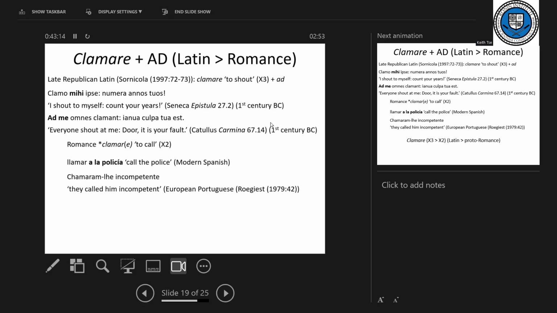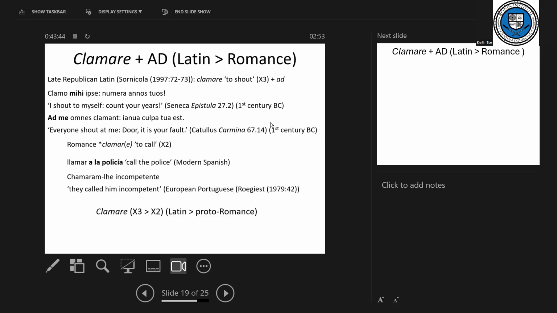European Portuguese is often conservative. It seems to have retained the old argument structure of the Latin verb, even if here it means call, so they called him incompetent. However, the dative clitic here, which is the dative clitic, seems to have retained the original three-place structure of clamare. All right, so in the evolution from Latin to proto-Romance, clamare seems to have undergone an argument change from a three-place to a two-place verb.